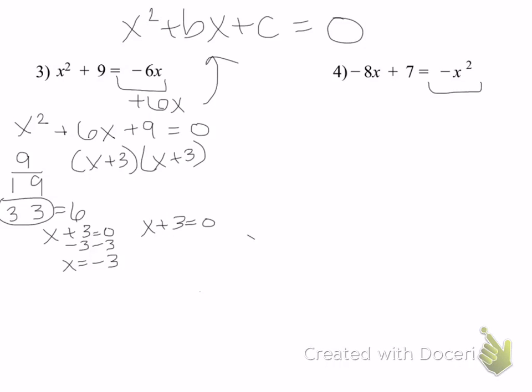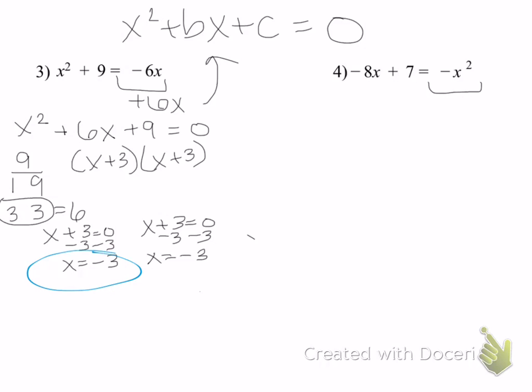I'm going to do that process all over again for the other one because it's the same thing. So x is negative 3. What's crazy is we got the exact same number. You only have to write it once. So our answer is x equals negative 3.